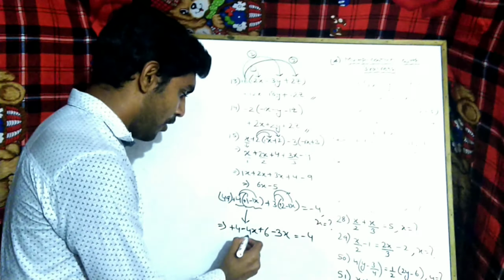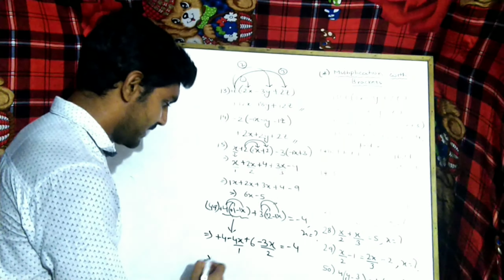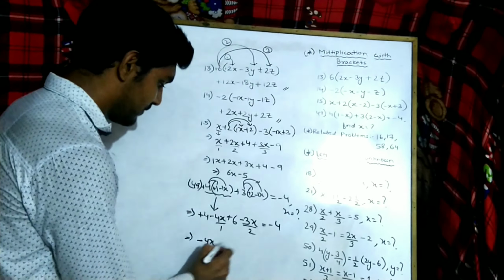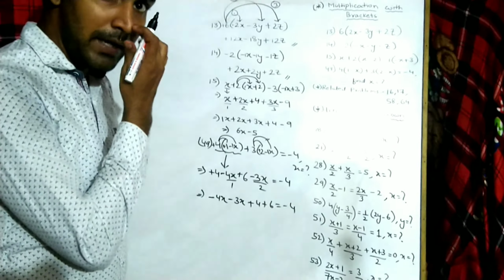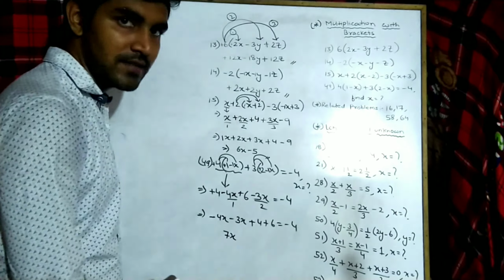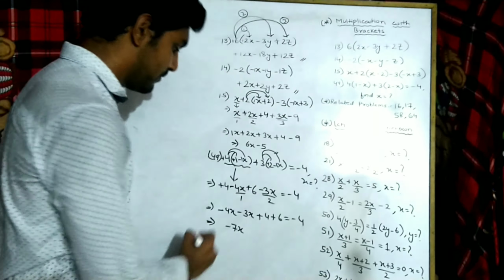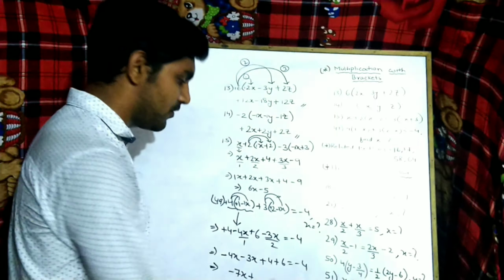Now I said variables on one side, numbers on one side. Let's do it. How many variables? 1, 2. Now put them on one side: minus 4x minus 3x plus 4 plus 6 is equal to minus 4. Clear this one? Everyone? Now tell me, minus minus will be plus. So 4x plus 3x, 7x. Both signs are the same, so put 1 minus. Now plus 4 plus 6, because plus plus will be plus.